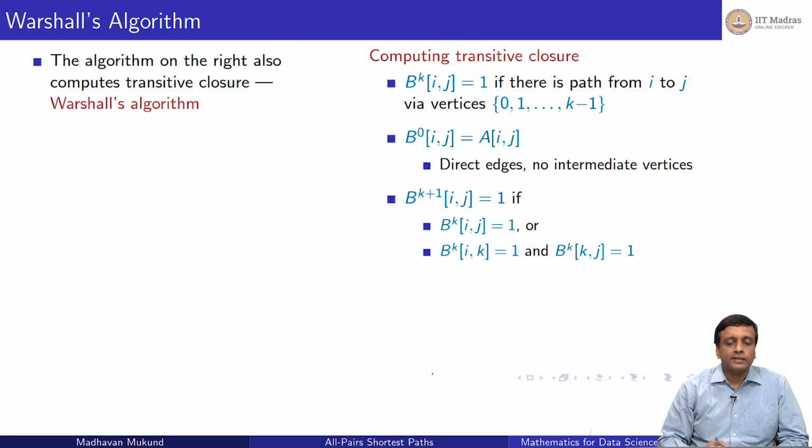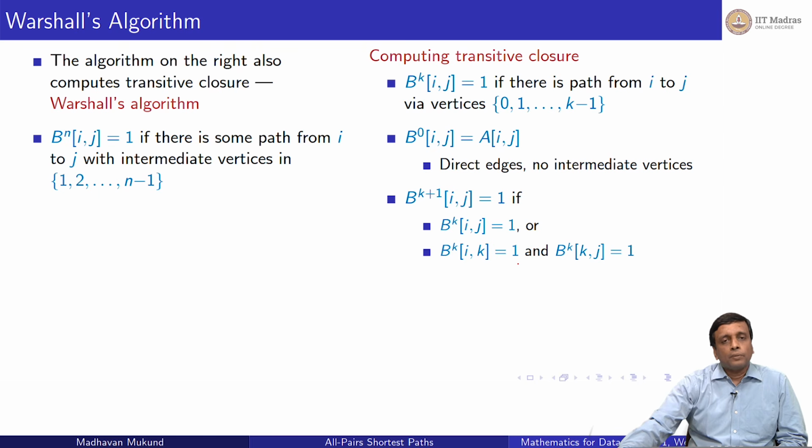So this is the thing on the right formally now. So b_0 of i,j is just a_ij, and b_{k+1} of i,j is 1 if either b_k of i,j is 1, so we already can get from i to j without using the kth vertex, or b_k of i,k is 1 and b_k of k,j is 1. Right, so this should look very familiar because it looks very similar to the other one. Just the interpretation of the superscript attached to the matrix is different.